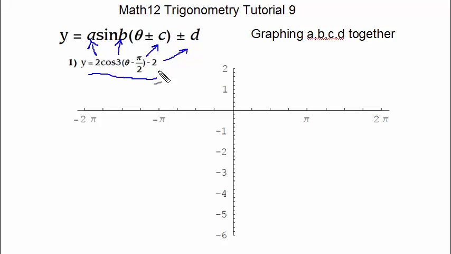Alright, let's see. First, step number one, looking for D. This is step number one. You see D here, negative 2. You're looking for negative 2 here. There you go, negative 2. And then you draw a line.